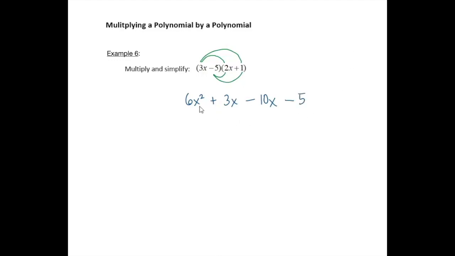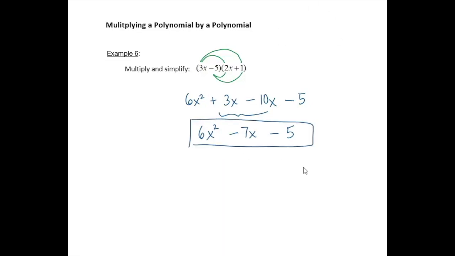So here are the four products that we get when we distribute the first two terms to the second two terms. You will often have like terms here, so make sure you look to see if you can simplify this. 3x minus 10x is negative 7x. And we have no other like terms, so this is simplified.